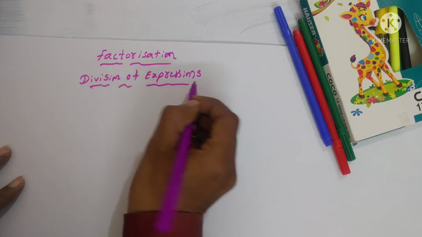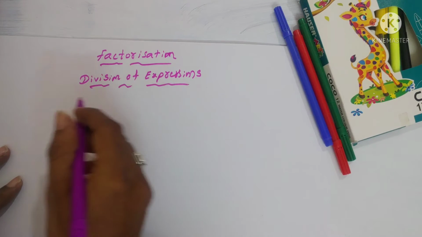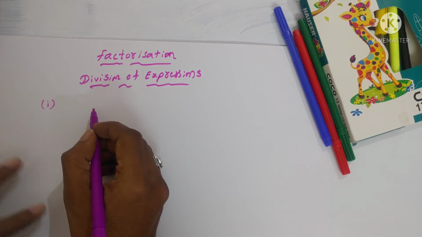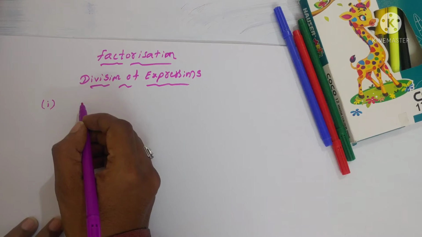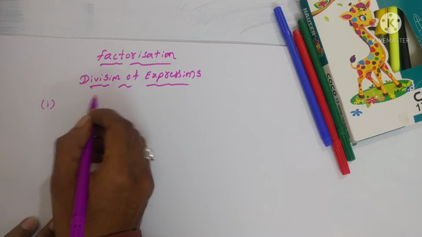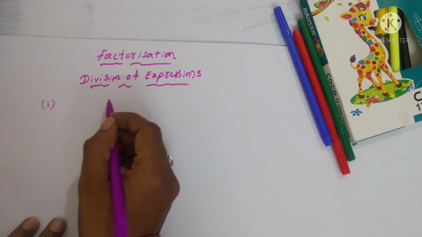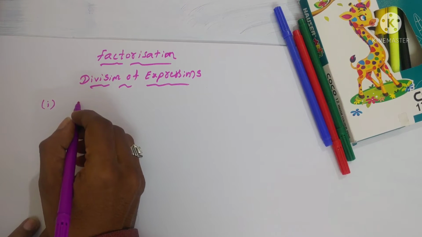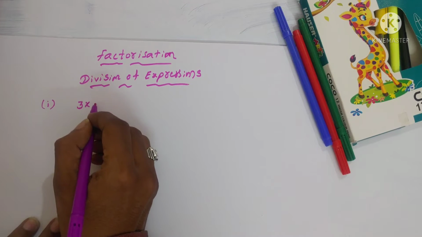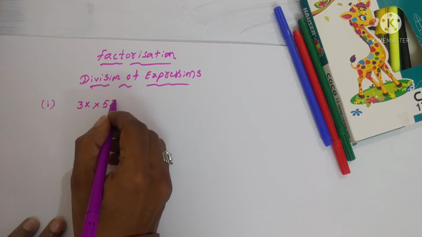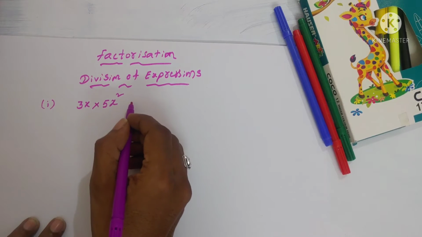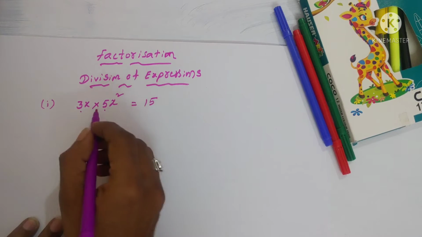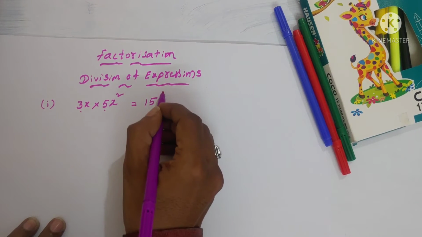Actually, these types, we have three methods. Before going to those methods, we can understand that division is the opposite process of multiplication. How? Let us see one example. Here I am multiplying 3x and 5x square. Then what is the result? 3 into 5, 15, x into x square, x cube.